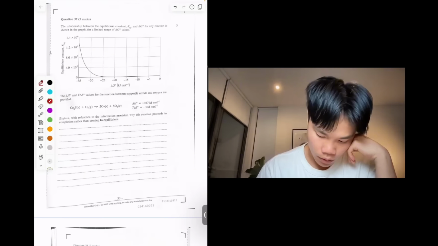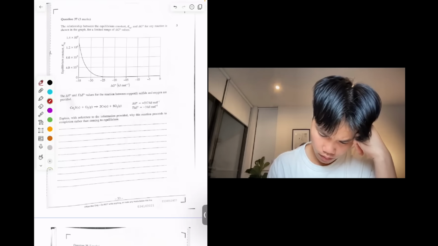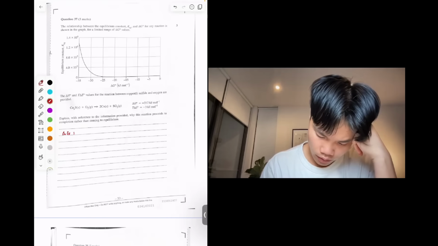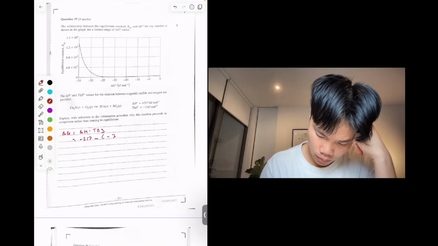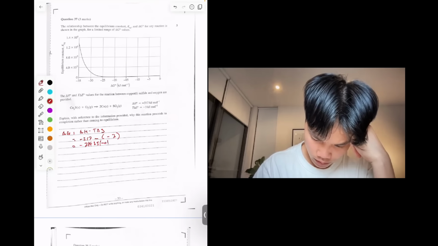I think the first step is obviously calculating delta G. So delta G is equal to delta H minus T delta S, which in this case is equal to minus 217 minus 3, which would be equal to minus 214 kilojoules per mole. That seems very far to the left. Does this make sense?